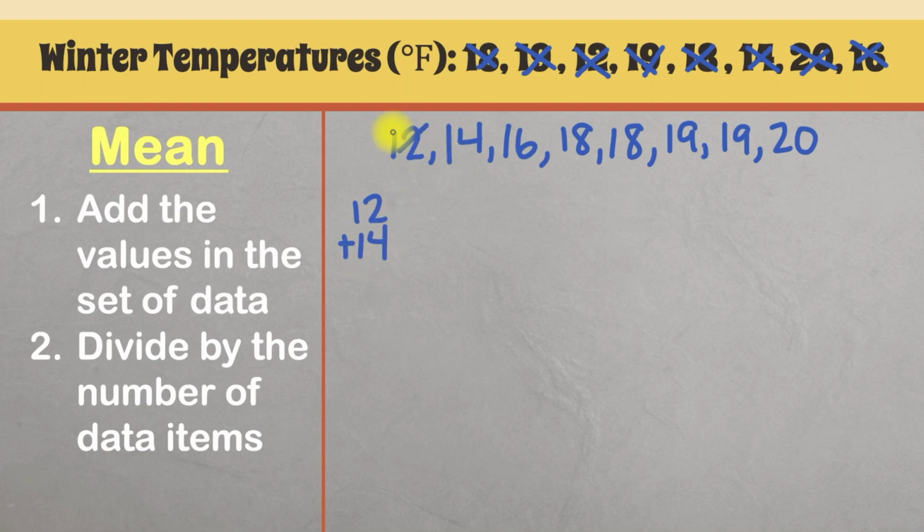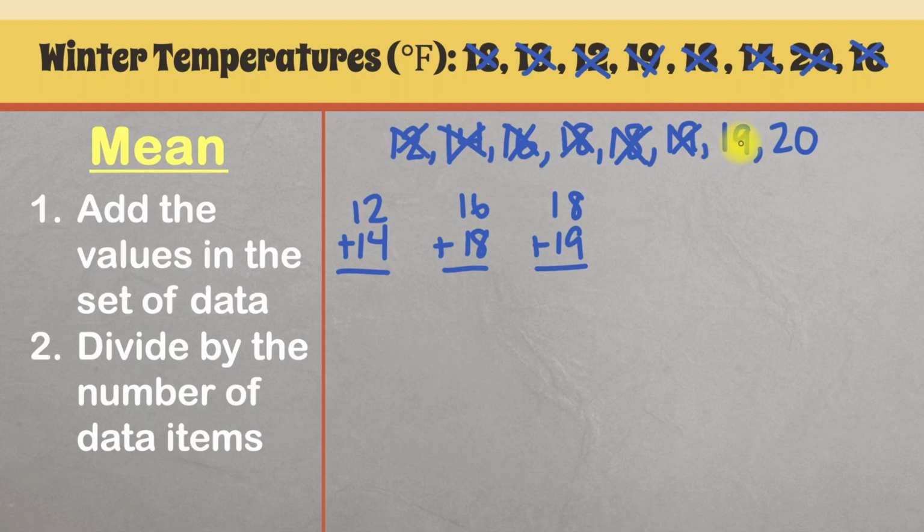I have that math set up, so I'll get rid of those items. Then I'll add 16 and 18. Then I'll get rid of those items from the list. Then I'll add 18 and 19. Then I'll get rid of those items from the list. And then I'll add 19 plus 20.